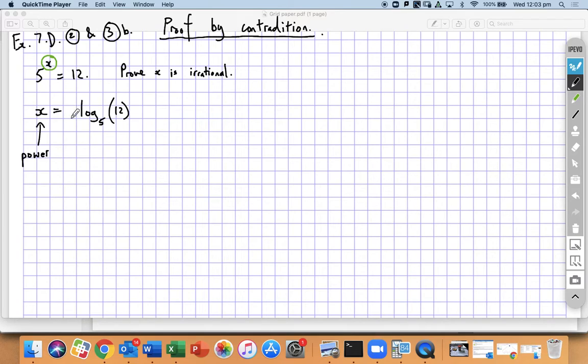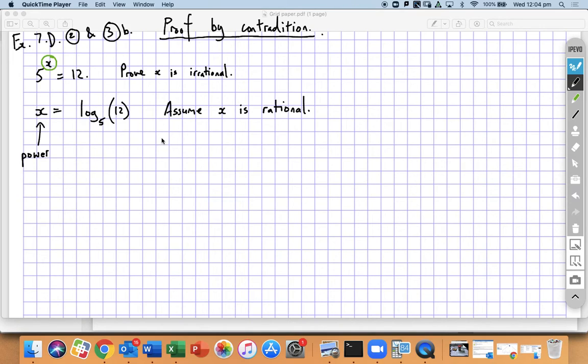Now, to prove that x is irrational, we're going to use the method of contradiction, which means that we're going to assume that x is actually rational, the opposite. And if we can show that it cannot be rational, that that's impossible, then we say, well, therefore it must be irrational, because when it comes to real numbers, they've got to be rational or irrational, right? So that's our method of contradiction.